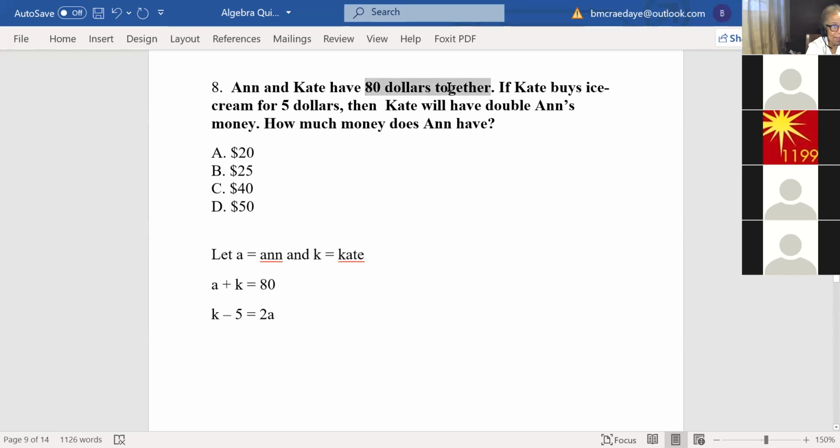$80 together. Kate buys ice cream for $5, and then she will have double Ann's money. So that meant that Kate spent $5. When she takes $5 out of her money, then she has double what Ann has, which is 2A, right? Now you have two equations, two unknowns. How could you solve this? Two unknowns, A and K. How could you solve it?